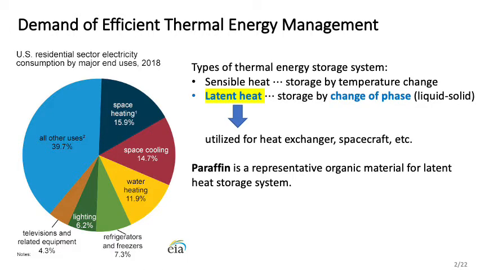and cooling. There are mainly two types of thermal energy storage systems. One is sensible heat, which stores energy by temperature change, and the other is the so-called latent heat, which stores energy by liquid-solid phase change. Such latent heat energy storage systems are utilized for heat exchangers, spacecraft thermal management and so on. Among several materials, paraffin is the most representative organic material for latent heat storage, which motivates our work on melting control of paraffin for enabling a desired energy storage system.